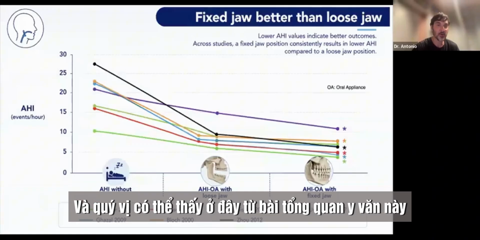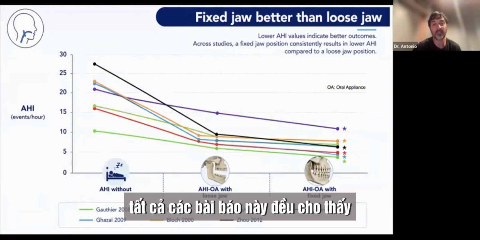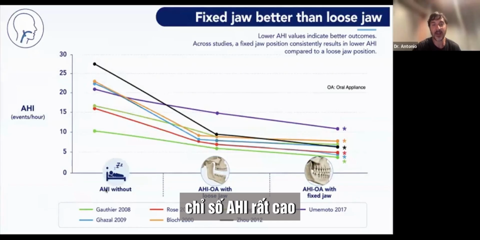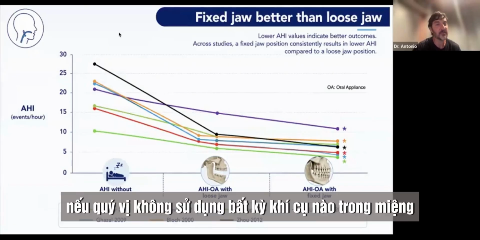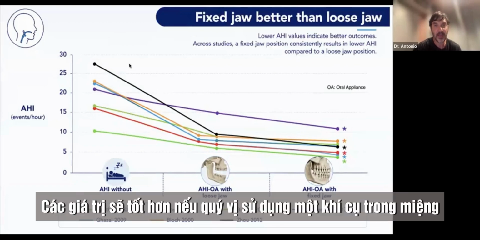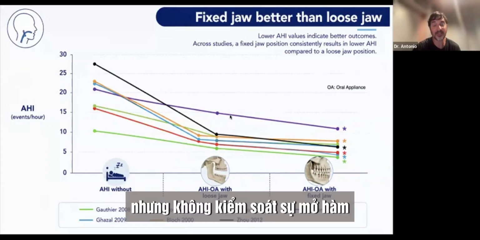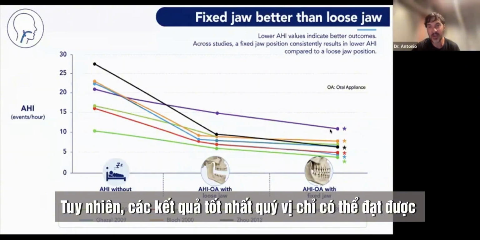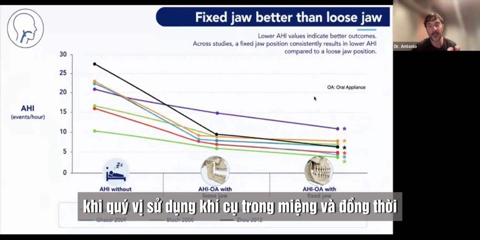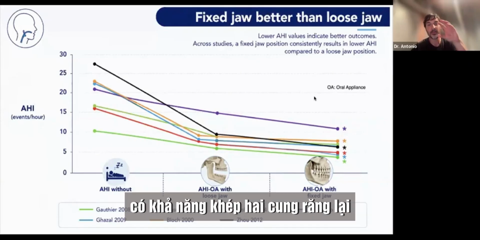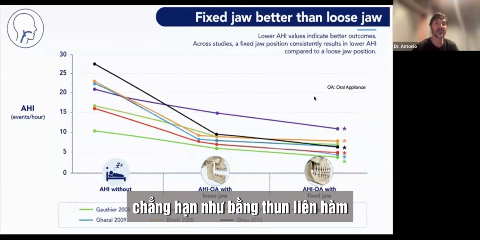And you can see here from this review of the literature, all these articles say that the AHI value is very high if you're not using any device in the mouth. The values are better if you're using an oral appliance that is not controlling the mouth opening, but the best results you can have only when you're using the device in the mouth, and also the possibility of closing the arches with, for example, elastics.